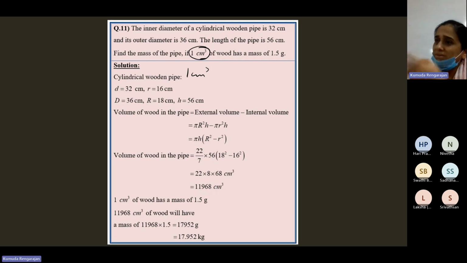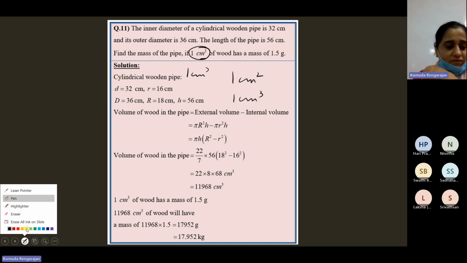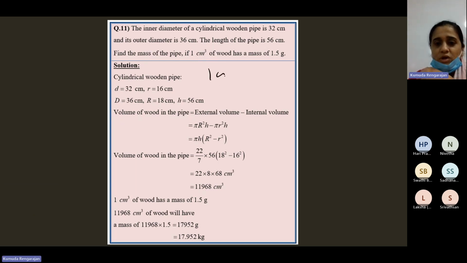1 centimeter cube represents volume or surface area? 1 centimeter square represents area. But 1 centimeter cube represents volume. Why volume? Because centimeter cube. So it's volume only. What is given in the question is that this volume, 1 centimeter cube, has a mass of 1.5 grams. If this volume has this mass, we should find the volume actually in the pipe. That volume will have how much mass?